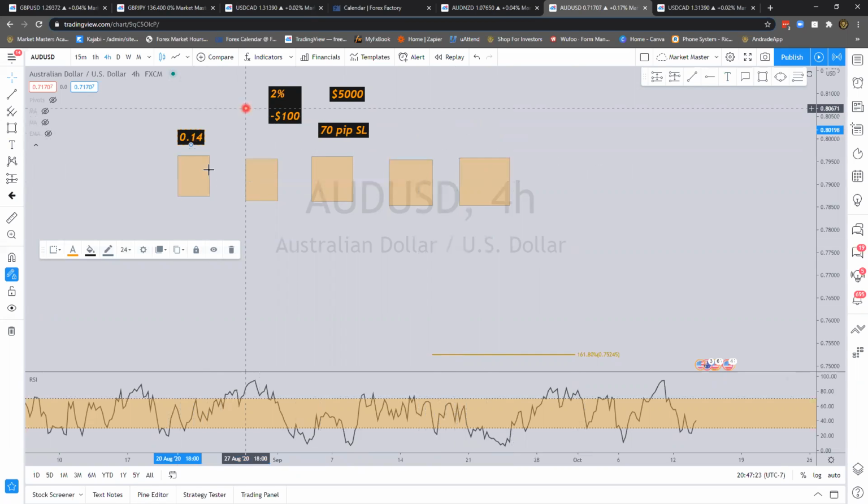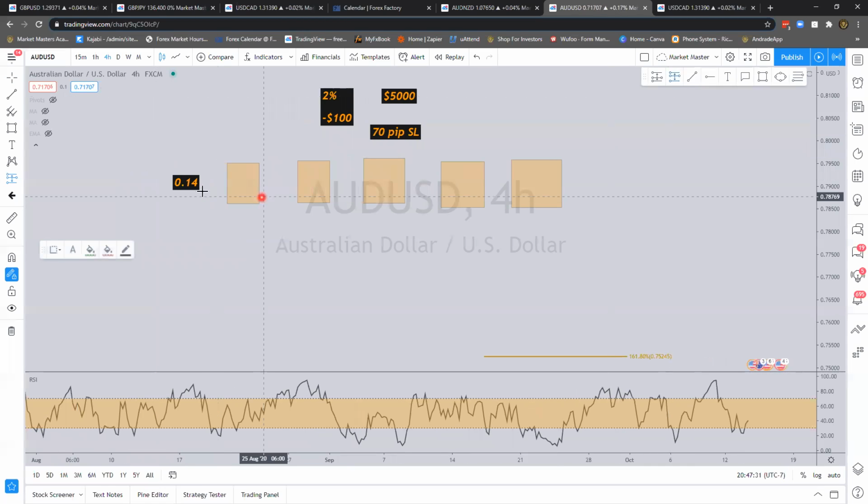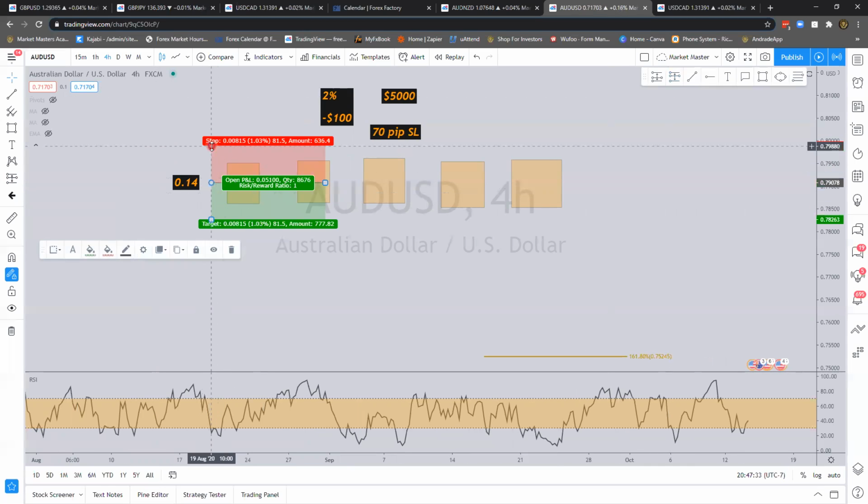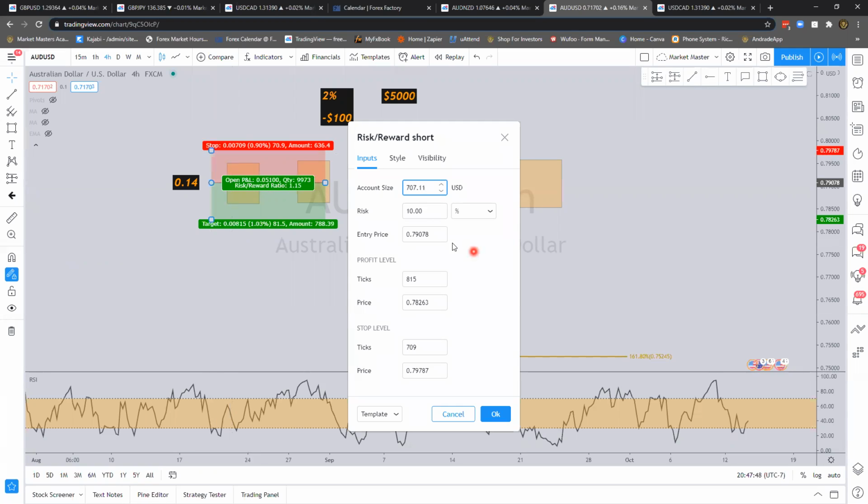trade, and each of these boxes represents a trade. So let's say this one right here, placing a trade, and the risk to reward is 1 to 2. This is about a 70 pip stop loss, and then the take profit for that trade.